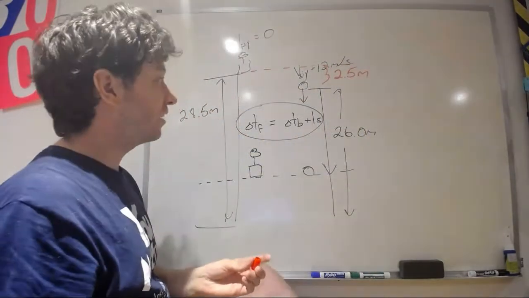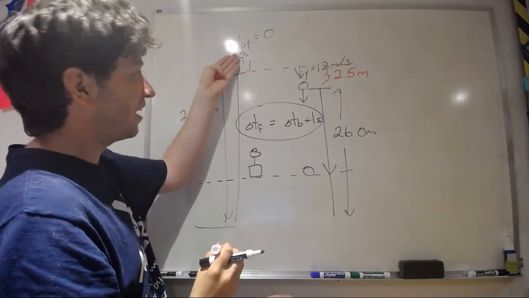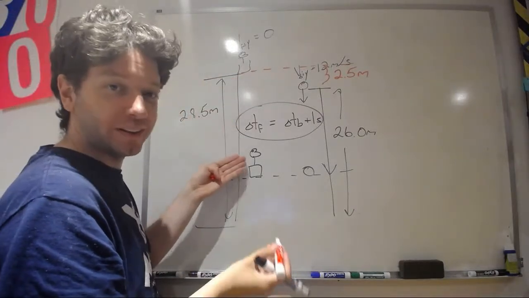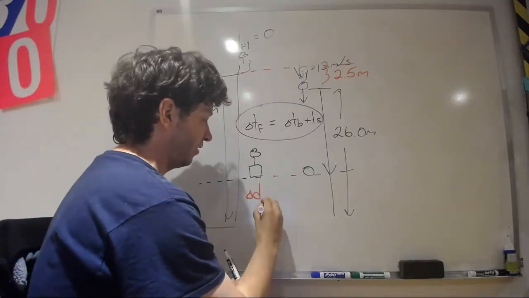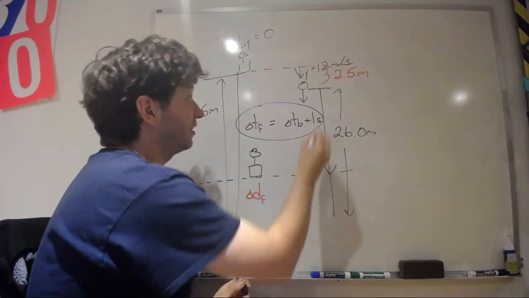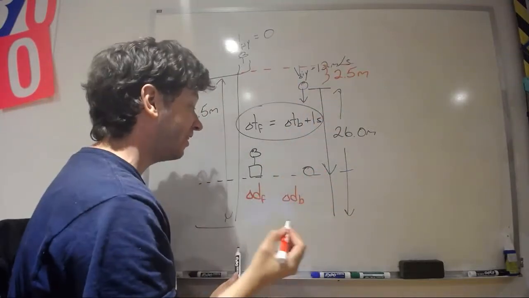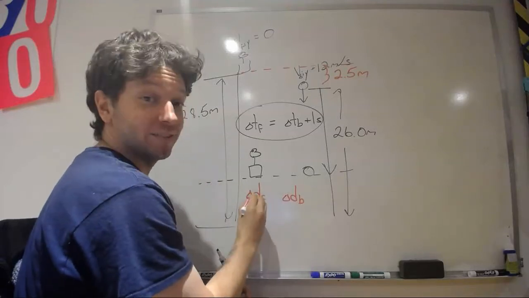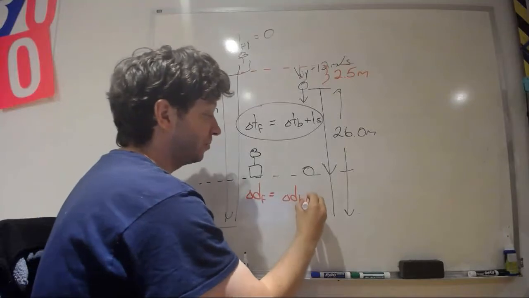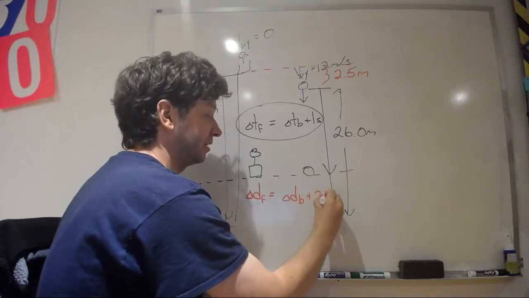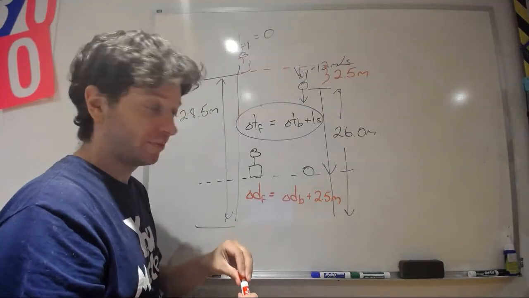So I can write another equation. The distance the flower pot traveled from here to here, I don't know what that is, but I'm going to label it as a variable, delta D for the flower pot. And the distance the ball travels from there to there, I'm going to label delta D for the ball. Now they're not equal, but I know the distance the flower pot travels is equal to the distance the ball travels plus that additional 2.5 meters. And so I've come up with two equations here.